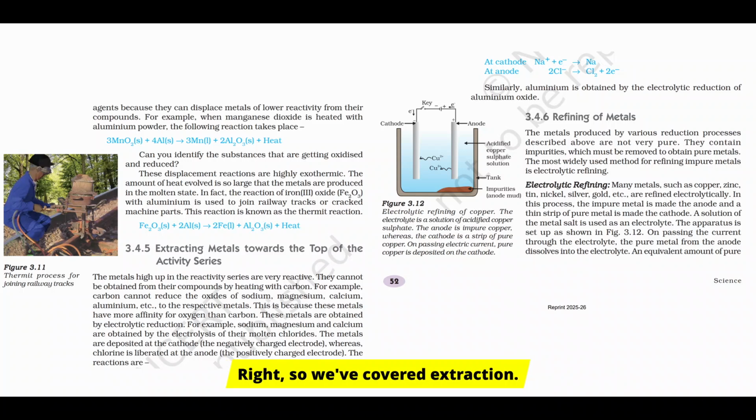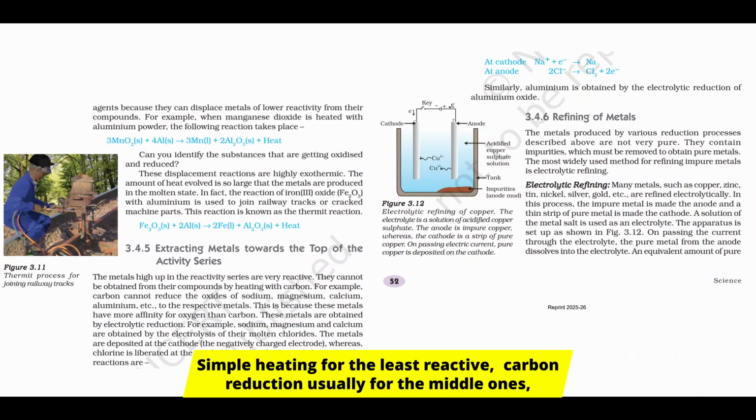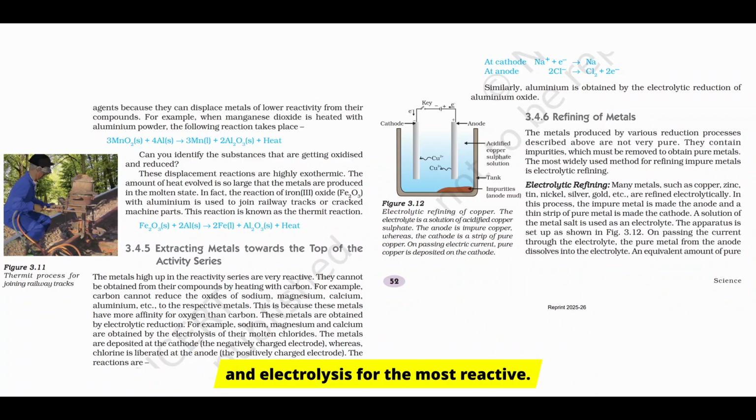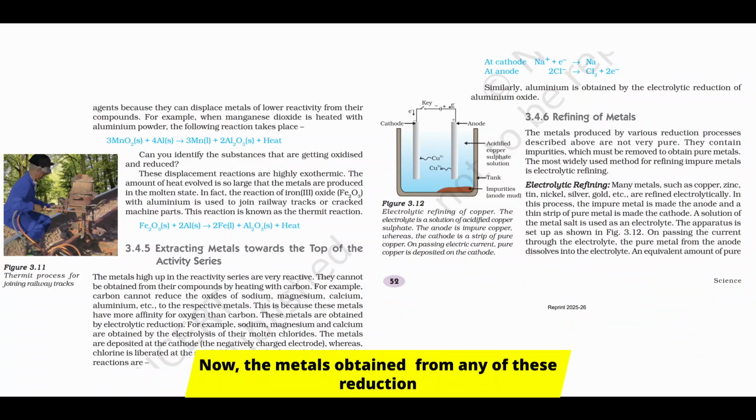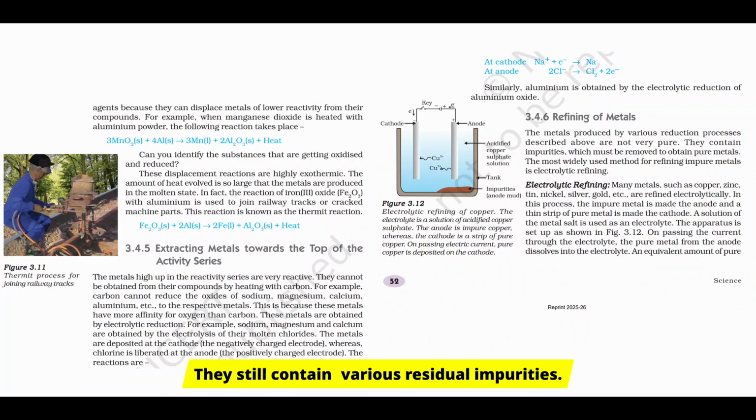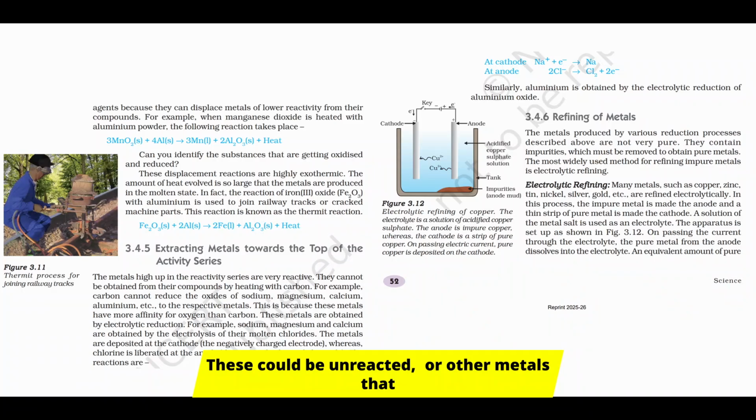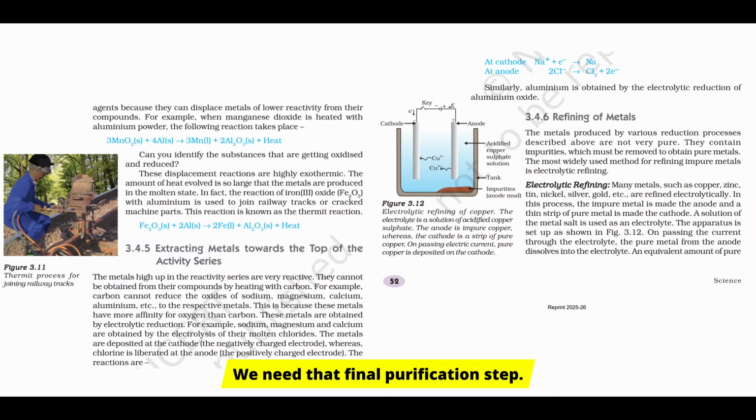Right, so we've covered extraction: simple heating for the least reactive, carbon reduction usually for the middle ones, and electrolysis for the most reactive. Now, the metals obtained from any of these reduction processes, the crude metal, are rarely perfectly pure. They still contain various residual impurities. These could be unreacted ore or other metals that were present in the ore, nonmetals like carbon, especially if carbon reduction was used, dissolved gases, etc. To get those truly pure metals needed for high-tech applications or specific uses, we need to refine them. We need that final purification step.